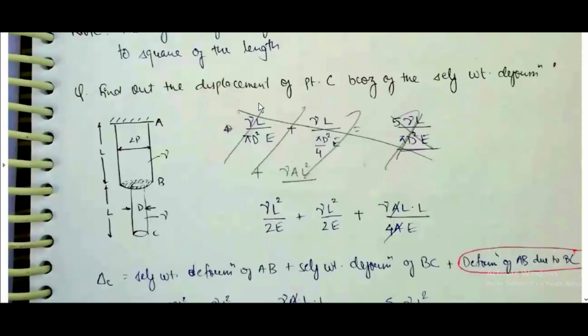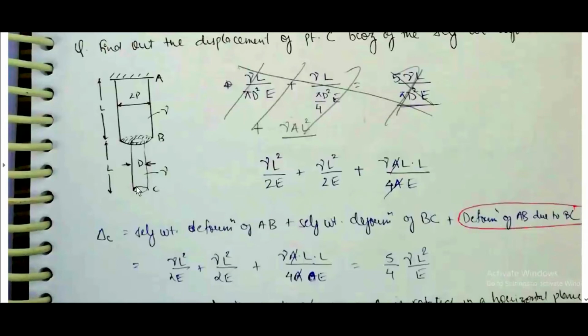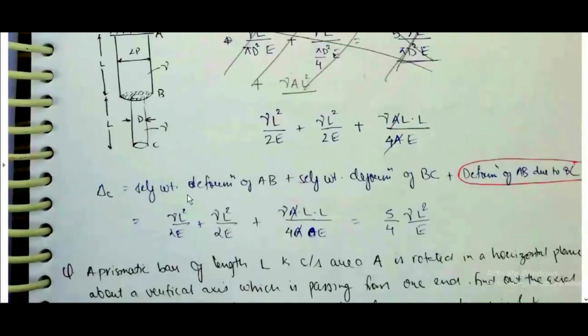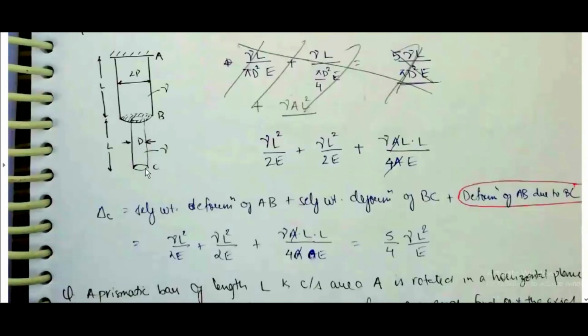Find out the displacement of point C because of self-weight deformation. Here, the interesting point is delta C will be equal to self-weight deformation of AB plus self-weight deformation of BC, and deformation of AB due to BC as a load. BC acts as a load, so there will be deformation in AB also, and that should also be considered.